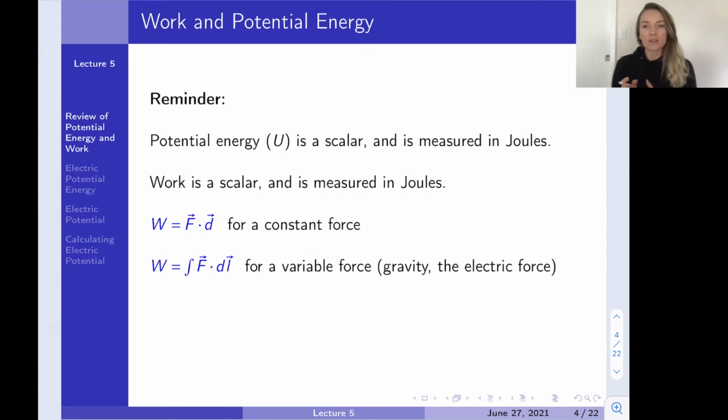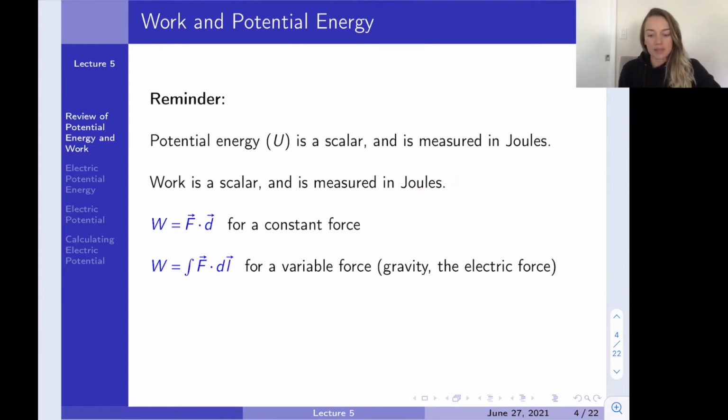So before we get into it, let's just review potential energy and work, since we are going to be using that a lot today. So remember that potential energy, denoted by U usually, is a scalar. So it's very important in this chapter, since we're going to be using both scalar functions and vector functions. It's very important to keep track of and be conscious of what is a scalar and what is a vector. So potential energy is a scalar. It doesn't have any direction. It's just a number. And it's measured in joules. And then work is also a scalar, and it's also measured in joules.